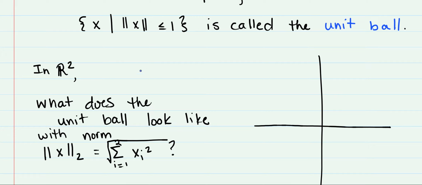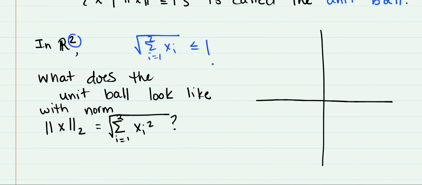Well, we want this norm, which is the square root of the sum from i equals 1 to 2, because we're in R2, of xi squared, to be less than or equal to 1. So we can square both sides. Oh, I think I forgot the square here. Sorry about that. So let me repeat what I said.